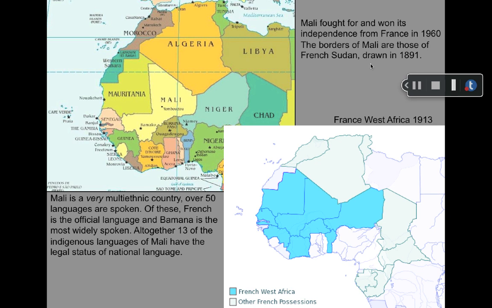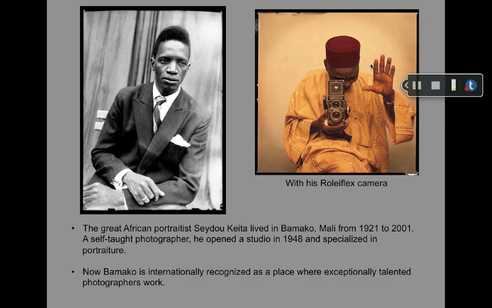And this is within the context where we see Seydou Keita working. So he's become kind of known as the great African portraitist. Living in Bamako, Mali, he lived there from 1921 to 2001. Here's two portraits of him, a self-portrait of himself, and then another more contemporary self-portrait of him with his Rolleiflex camera. He was a self-taught photographer. He opened his studio in 1948 and specialized in portraiture.